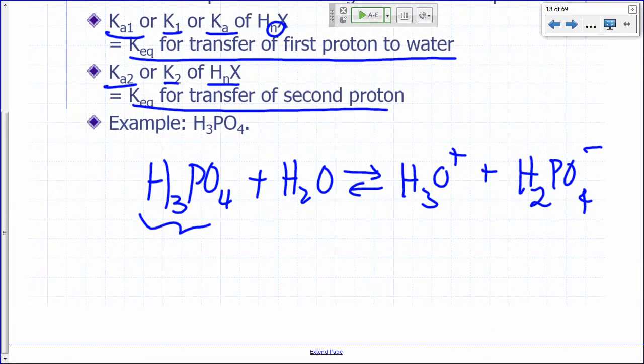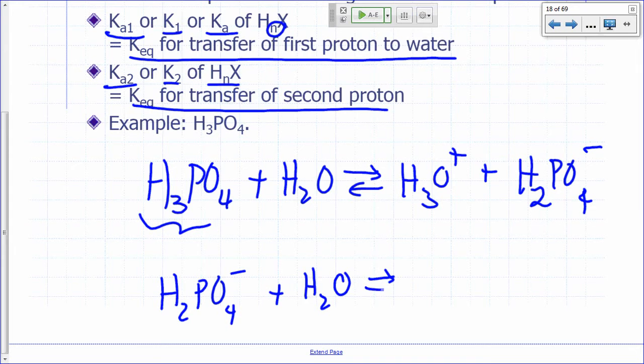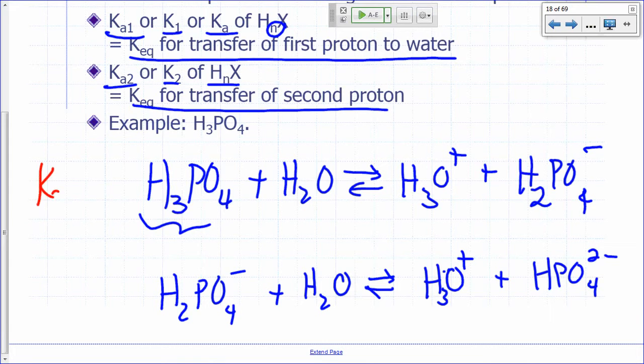Now, if I were to go further, if I let my H2PO4- transfer another proton to another water molecule, that gives me H3O+. What's left behind now? What's the conjugate base of H2PO4-? One less hydrogen, one less charge, right? So HPO4, instead of -1, -2. So the KEQ for this is the Ka of H2PO4-. The Ka for this is the Ka2 of H3PO4.